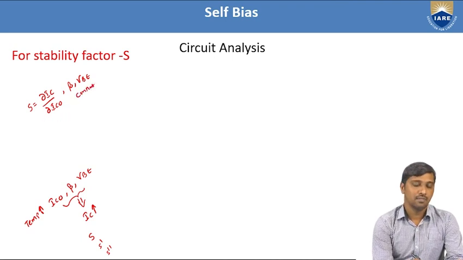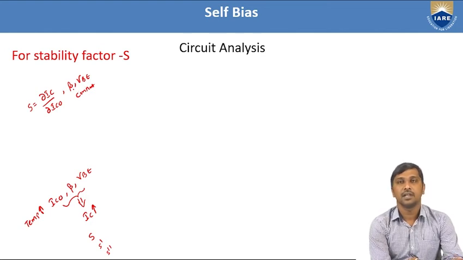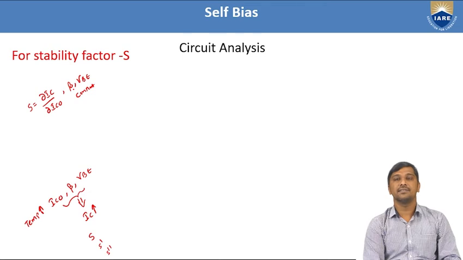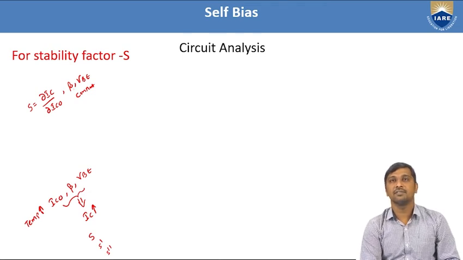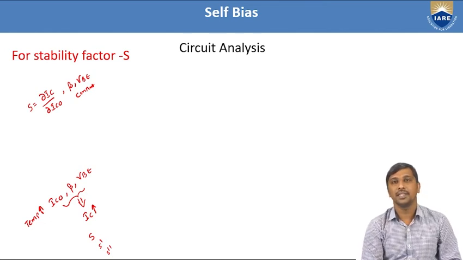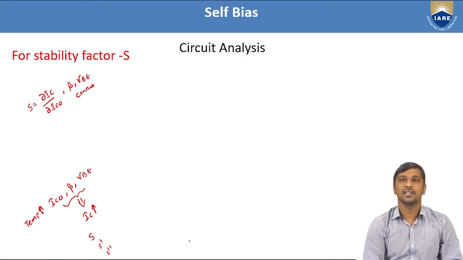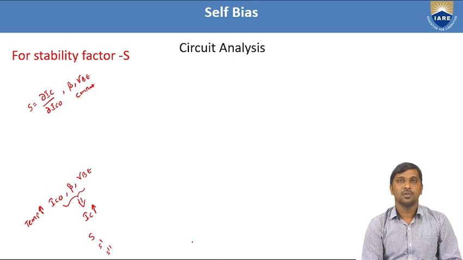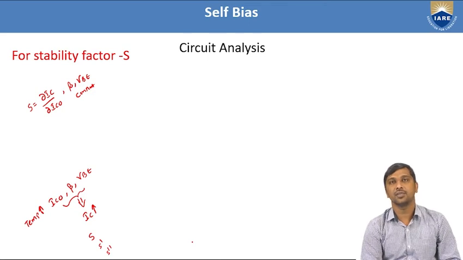So this is the factor: how much the collector current changes with respect to the change in reverse saturation current, keeping beta and VBE constant. And we know that if the stability factor is equal to unity, we can say that particular biasing is more suitable to design the transistor as an amplifier, a perfect amplifier. Now we are going to observe whether this self bias gives a good stability factor or not.